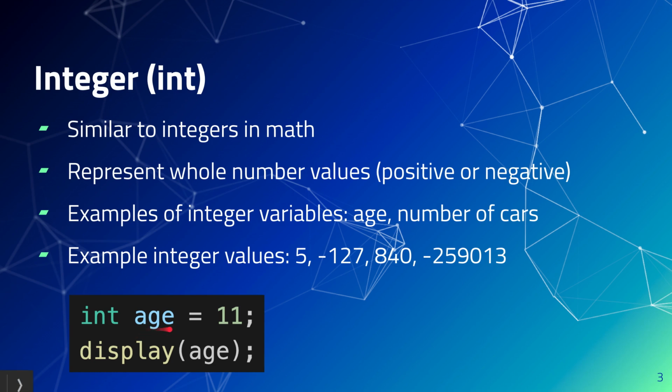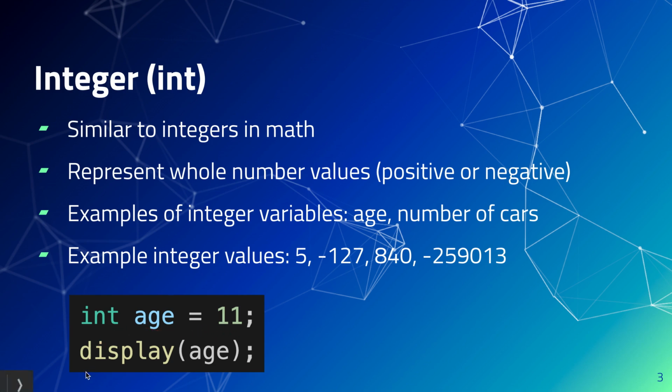Next, we have the name of the variable, which is age. And this can be anything you want, really. It's just the name. It's for you to understand. So I could have made this age of player or even x. Just make it clear. And then we have our equal sign and then whatever value we want to store in the int. So in this case, it's 11.